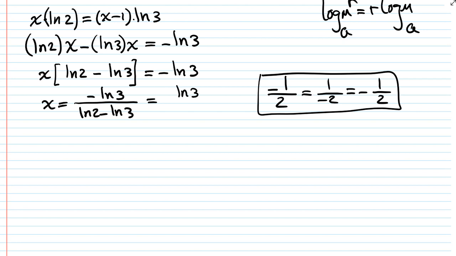I'm going to get ln of 3 divided by ln of 3 minus ln of 2, once I distribute the negative to the binomial. And then the denominator, I can write it as a quotient. Remember, difference of logs is the log of a quotient. That's ln of 3/2. All right, and we can combine this or just leave it the way it is. There you go. That will be the solution. It's going to be ln of 3 over ln of 3/2.